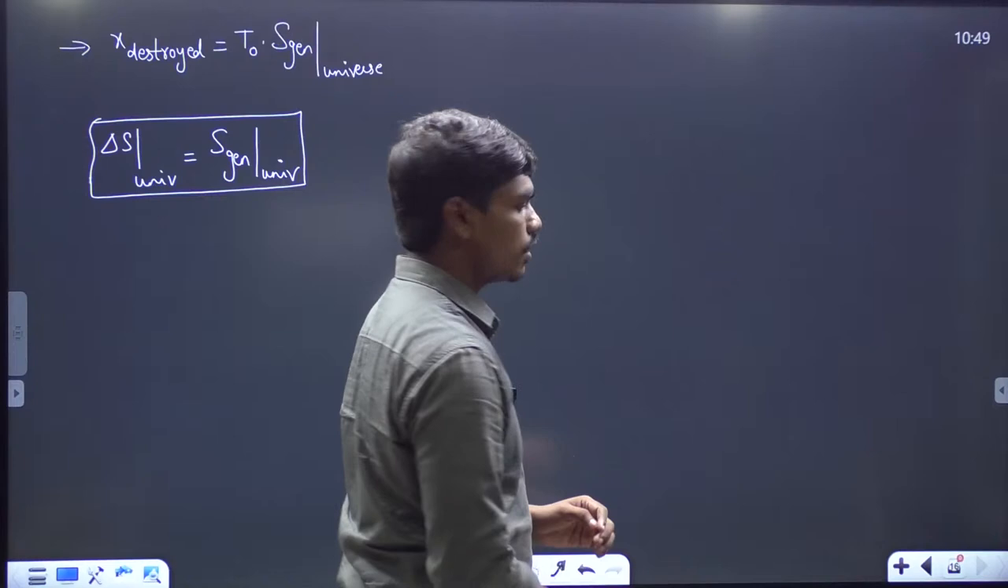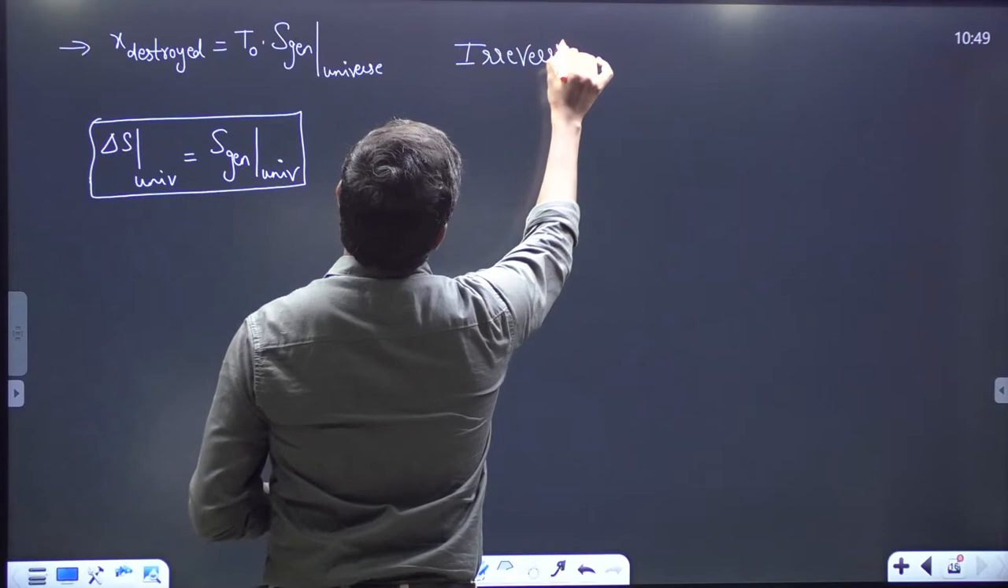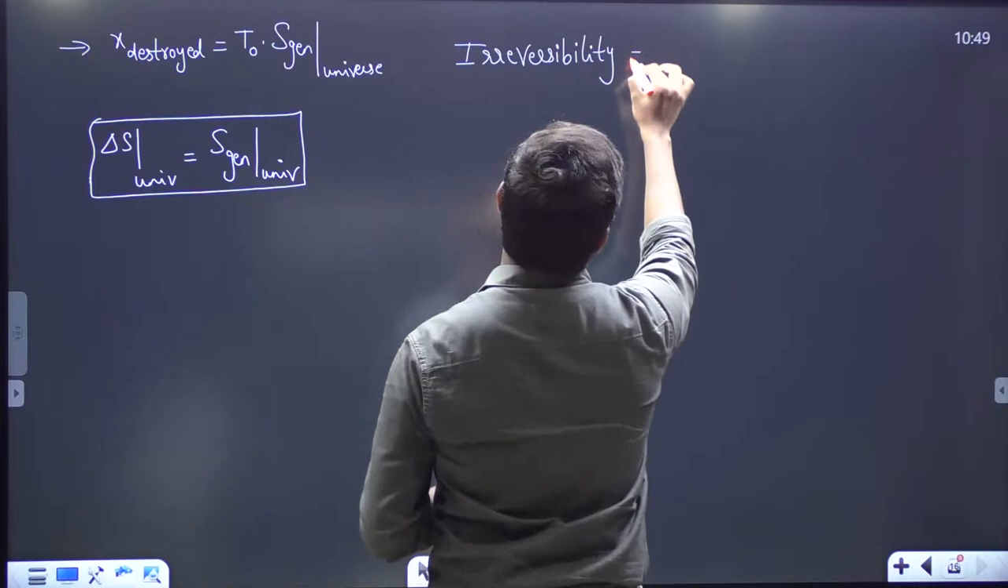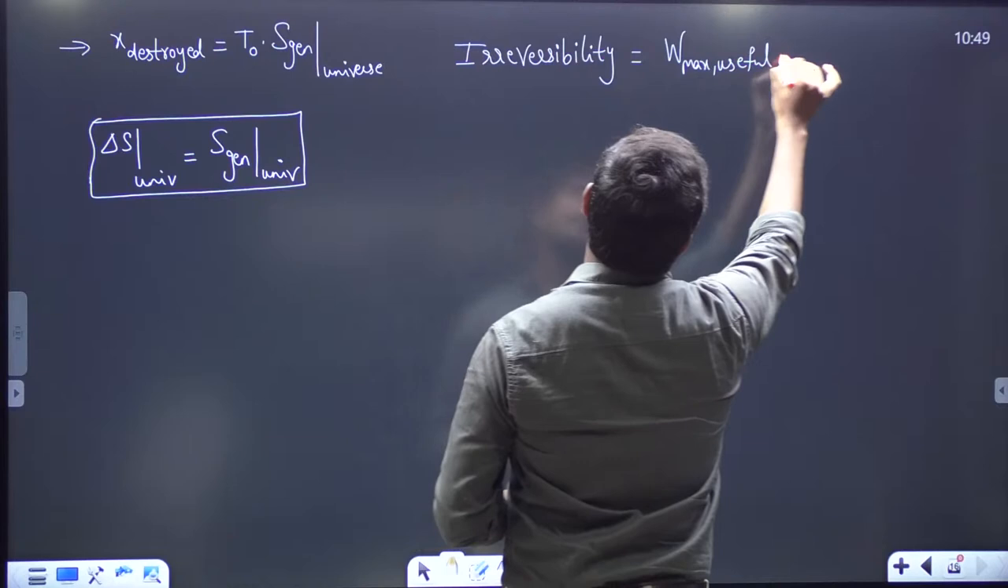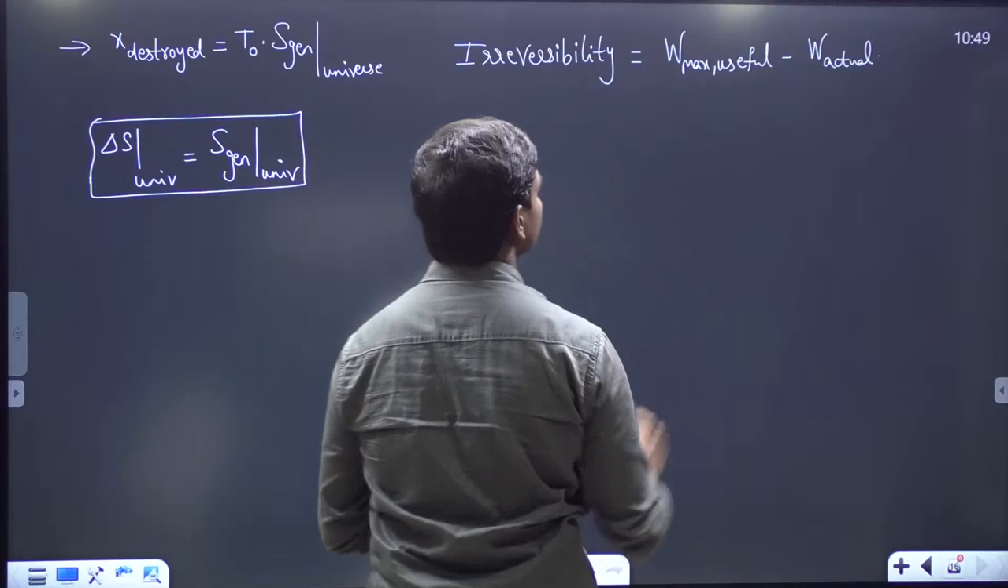Clear? So with this knowledge we'll try to work out a few questions. And of course, this irreversibility is nothing but W max useful minus W actual. Means if this is the total maximum amount of exergy that is available for you, but this is the only exergy that you are able to take out as useful work, then this is nothing but exergy destroyed.